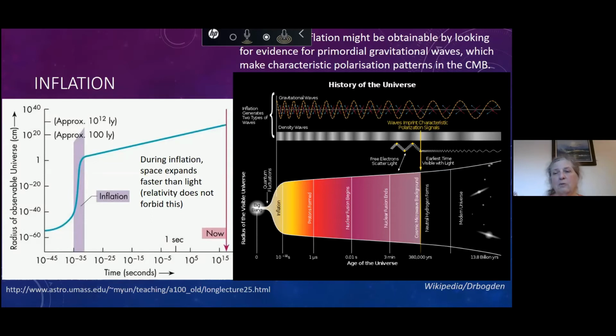And some of you might remember that a few years ago, an experiment claimed to have seen these, and there was much excitement, but unfortunately, that turned out to be a mistake. What they were seeing was polarization patterns caused by dust in the galaxy, and not by the very early universe.